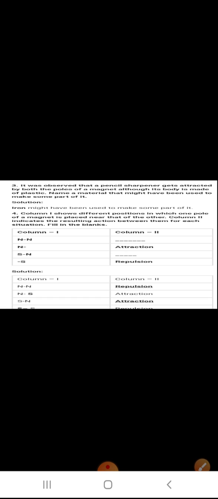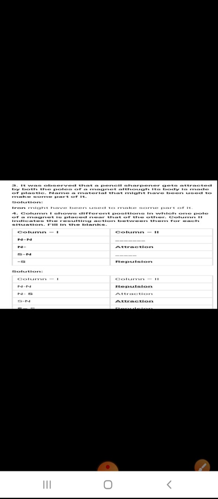Third one is, it was observed that a pencil sharpener gets attracted by both the poles of a magnet, although its body is made up of plastic. Name a material that might have been used to make some parts of it. If you place a sharpener near a magnet, you will see that it is attracted towards the magnet. As we know that the sharpener is made up of plastic, how is it getting attracted towards the magnet, can you tell? Yes, because the blade of the sharpener is made up of iron, so it is attracted towards the magnet.